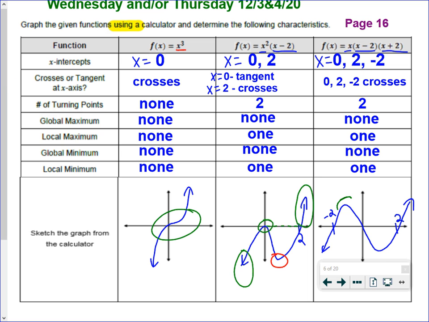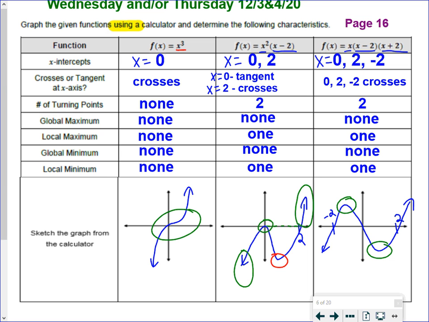We see we have 2 turning points over here. If we look at each one individually, let's look at the top one between negative 2 and 0. We see that's a hill. It's increasing to decreasing, so we know it's going to be some type of maximum. Now we need to decide, is it a global maximum or a local maximum? We can see that the graph is going upwards forever, so it cannot be a global maximum. So if it's not a global maximum, we know this point will be a local maximum.